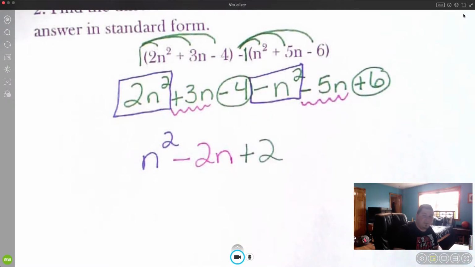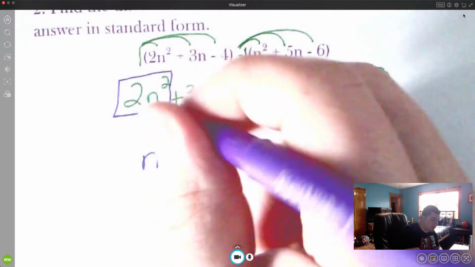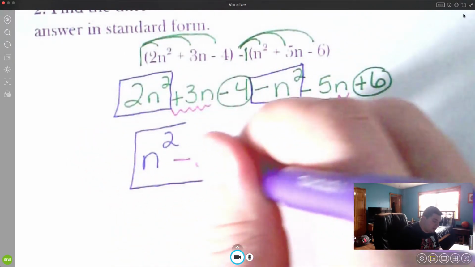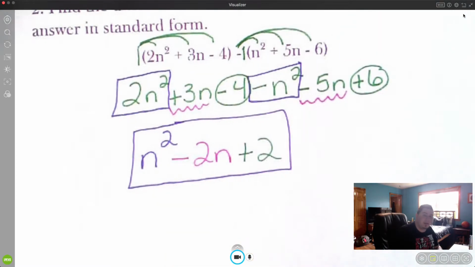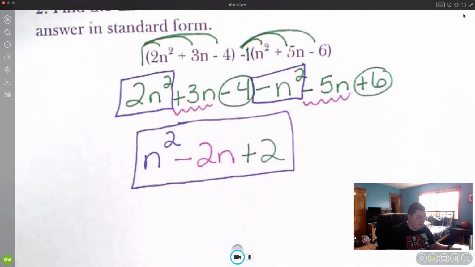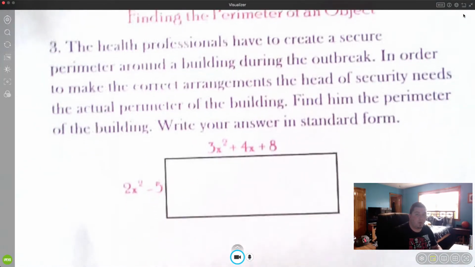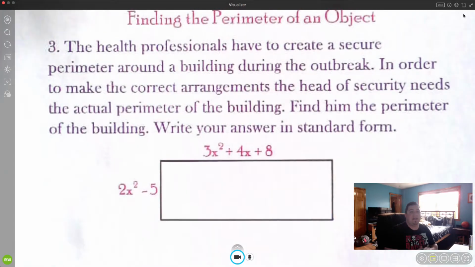We are in standard form. Our exponents go from greatest to least with the constant at the end. And that is subtracted. Last but not least, perimeter. Remember, perimeter is just adding the sides around the object.